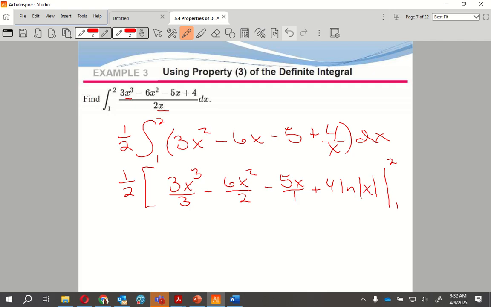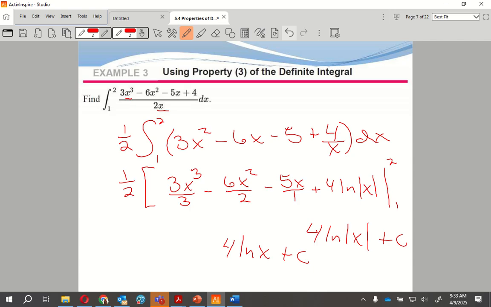Is the absolute value going to be necessary on the AP? I'm doing it as a good habit. Whenever I integrate, I always put that there. If there were no bounds, it would be 4 ln of x plus c. This would be a correct answer. This would not. Correct, incorrect on the AP exam.